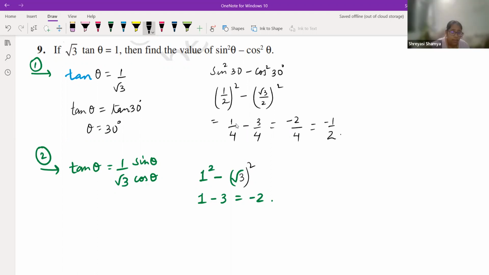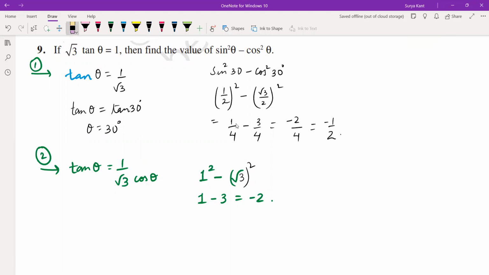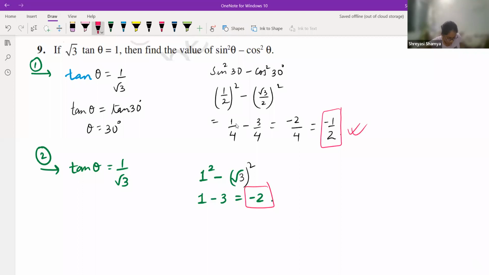One sine by cos, if you are considering here. Or let me check in this different way. So check the answer once, children. What is the answer for this ninth one? It's coming 1 minus 2 or minus 1 by 2. I think this answer will be minus 1 by 2, sir. Minus 1 by 2.